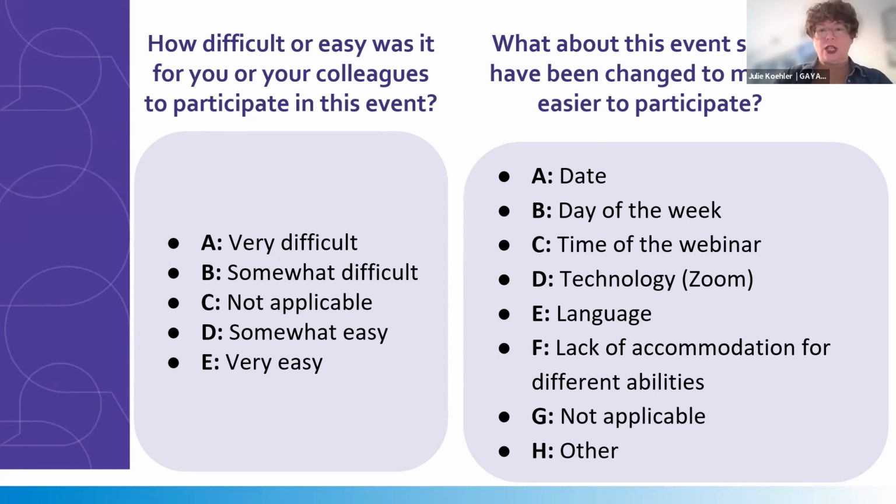So our second question is, what about this event should have been changed to make it easier to participate? So the options are, again, date, day of the week, time of the webinar, technology, language, lack of accommodation for different abilities, such as hearing or sight challenged folks, it's not applicable, or other. So that's the second poll question. What about this event could have been changed to make it easier to participate? A, the date, B, the day of the week, C, the time of the webinar, D, the technology, E, the language, F, the lack of accommodation for different abilities such as hearing or sight challenged folks, G, it's not applicable, or H, other.